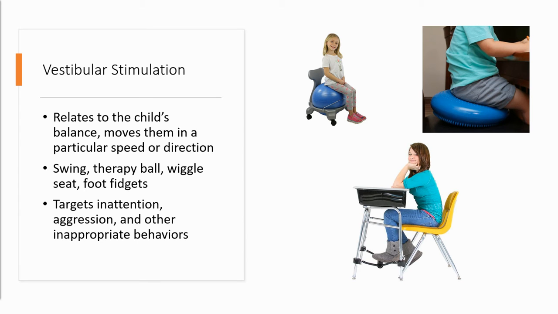Vestibular stimulation is related to balance and is associated with moving in a particular speed or direction. So to provide vestibular stimulation, you can encourage the child to go on a swing, sit on a therapy ball, use a wiggle seat, provide foot fidgets, but essentially it just targets inattention, aggression, and any other inappropriate behaviors. And providing this stimulation in these activities gives them that input that they're seeking. So if a child is running around, spinning, bumping into things, bumping into other children, running into doors, walls, crashing a lot on the ground, then that's usually a pretty good indicator that they're seeking vestibular input. So that's when you can support them by giving them tools that provide that input, which is what we just talked about with the swing, therapy ball, wiggle seats, and etc.